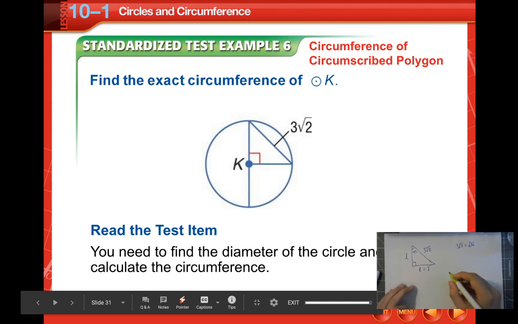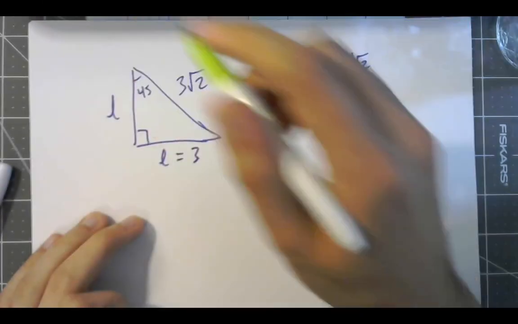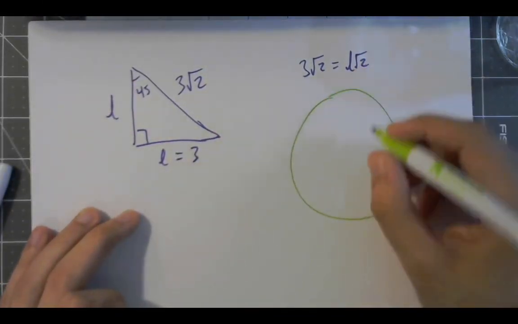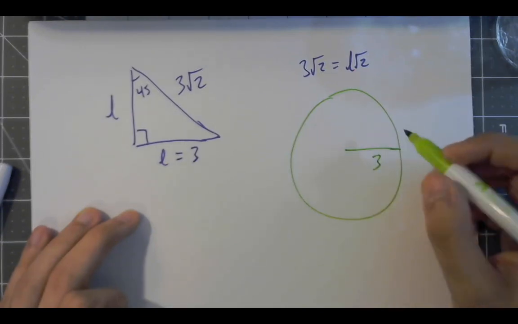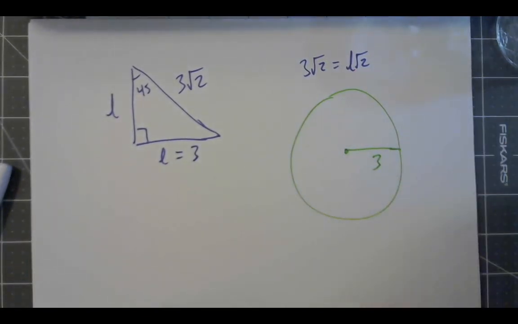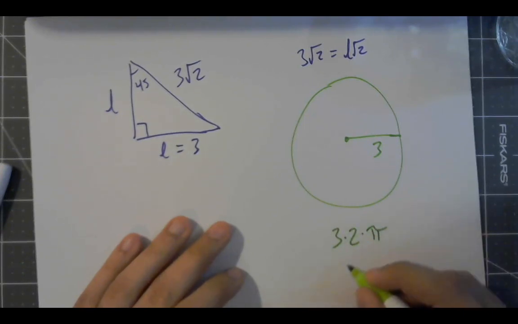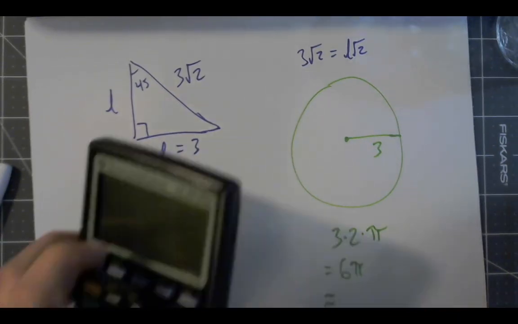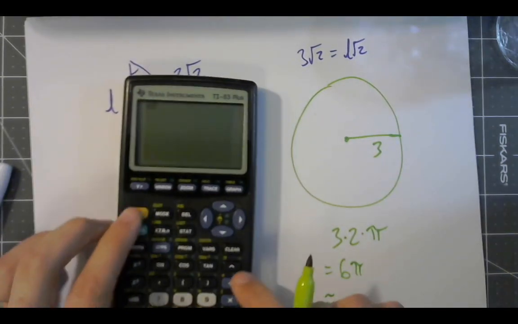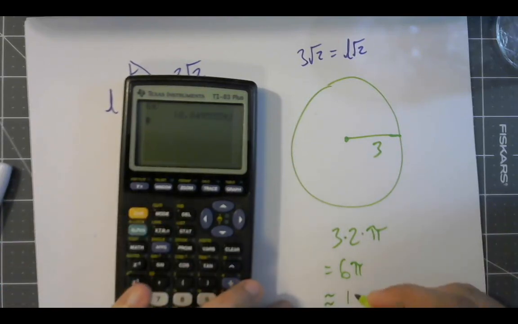So this tells us that our circle has a radius of 3. This is the same circle. To find that circumference, all I have to do is 3 times 2 times pi, and that's going to be 6 pi, or a little more than 18 to be specific. It would be 6 pi, 18.85.